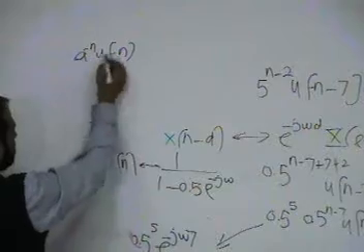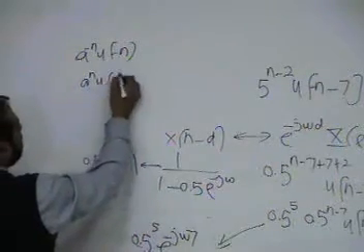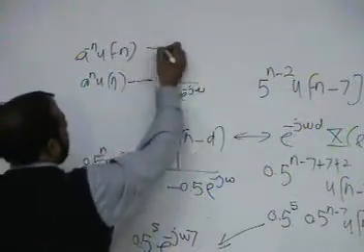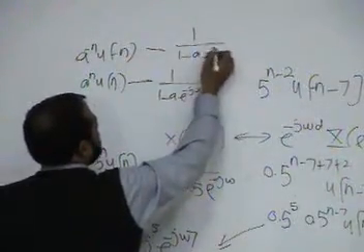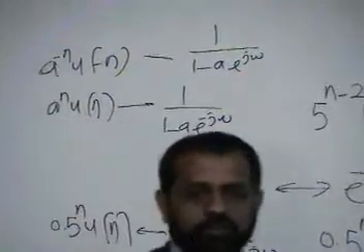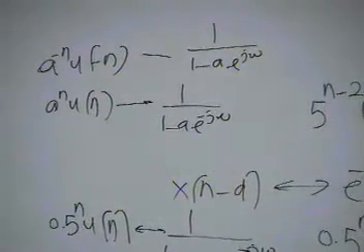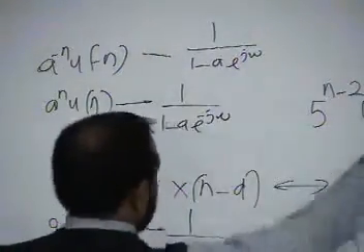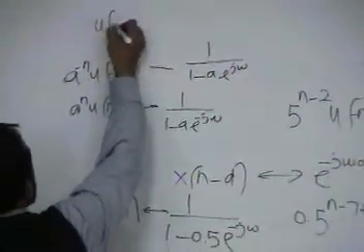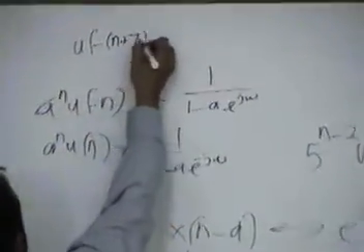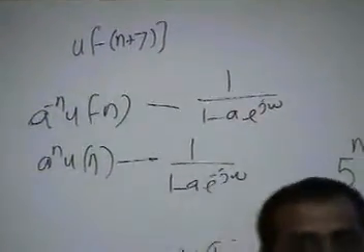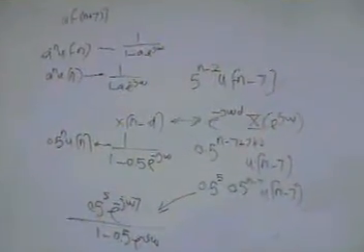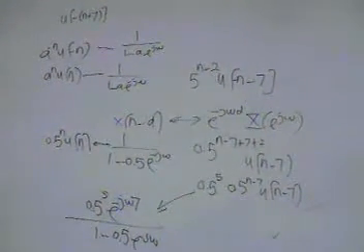If I know a to the n, u of n is 1 over 1 minus a exponential minus j omega, then this will be 1 over 1 minus a exponential j omega. And then I use the shift in time property. I'll rewrite this minus n in brackets. If it is minus 7, I write u of minus n plus 7, right? So make every n appear as n plus 7 and then use that property, right?